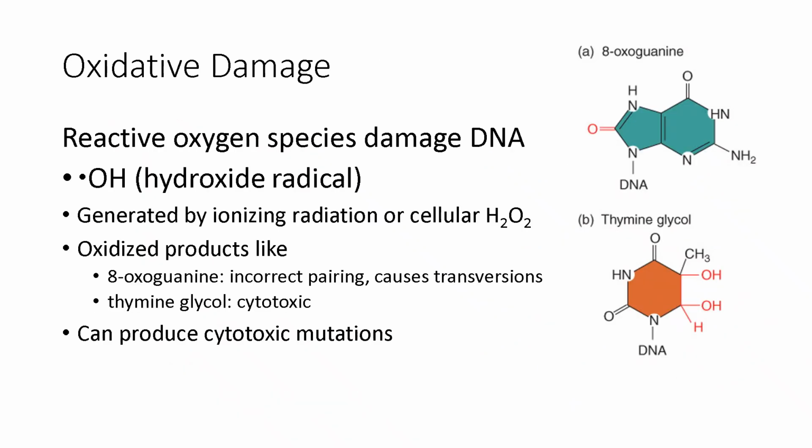Reactive oxygen species, such as hydroxyl radicals generated during cellular metabolism or by ionizing radiation, can cause oxidative damage to DNA. A well-known product is 8-oxoguanine, which mispairs with adenine and can result in G to T transversions. Another product, thymine glycol, can block replication and transcription, acting as a cytotoxic lesion. These oxidative products threaten both genetic integrity and cell viability.